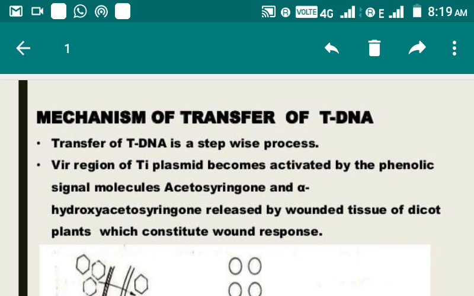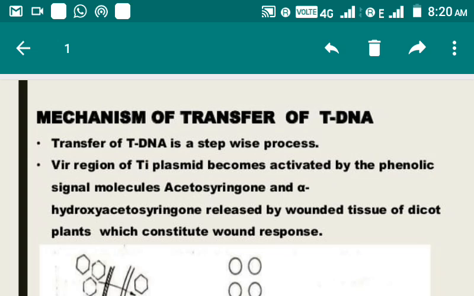Now what is the mechanism of transfer of DNA, how does it get transferred into the host? It is a sequential, step by step process which is carried out by different genes and different proteins at different steps. The Vir region of the Ti plasmid becomes activated. This is the first step of gene transfer, that is the activation of the Vir region, and this activation is done by some phenolic signal molecules.